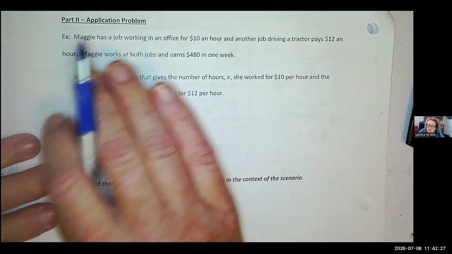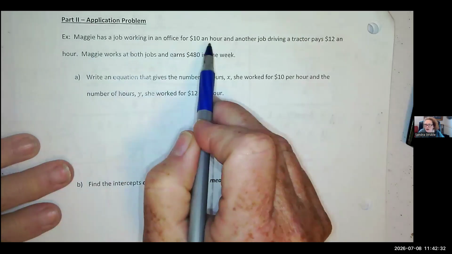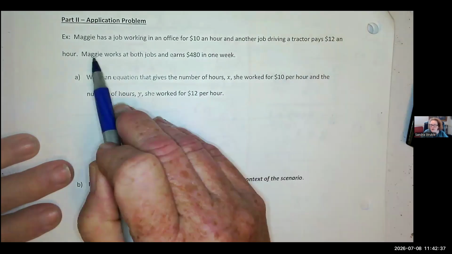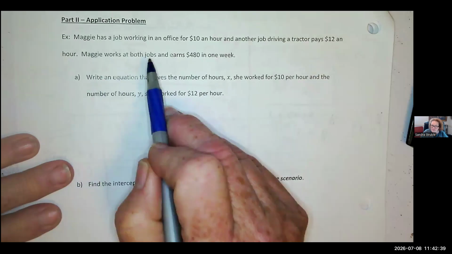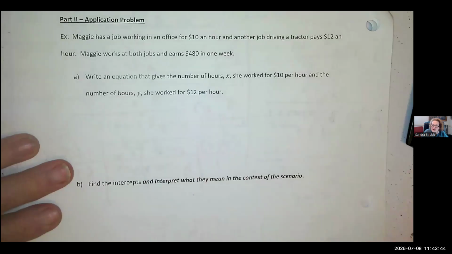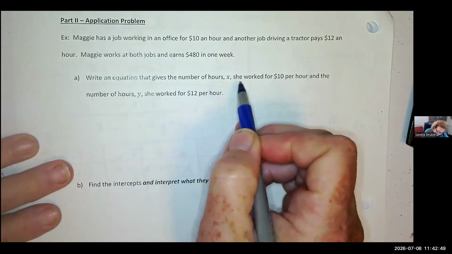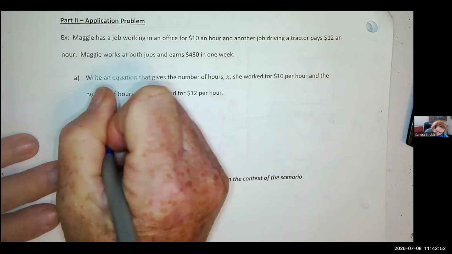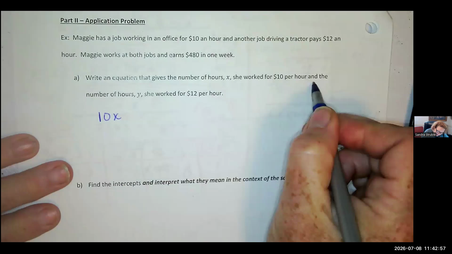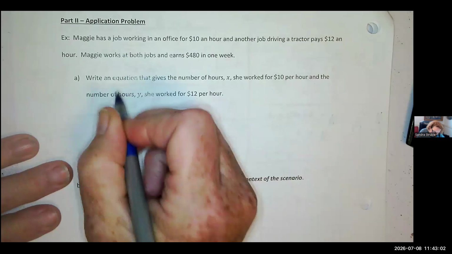Maggie has a job working in an office for $10 an hour. She has another job driving a tractor that pays $12 an hour. Maggie works at both jobs and earns $480 in 1 week. Now, it says write an equation that gives the number of hours X that she worked for $10 an hour. So that would be 10 times X, $10 per hour, and the number of hours Y that she worked for $12 an hour. So that would be $12 times Y.